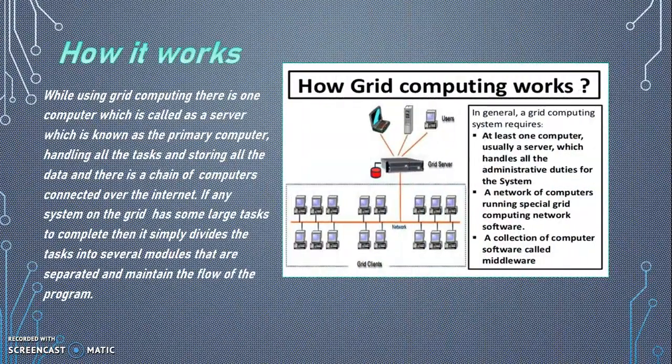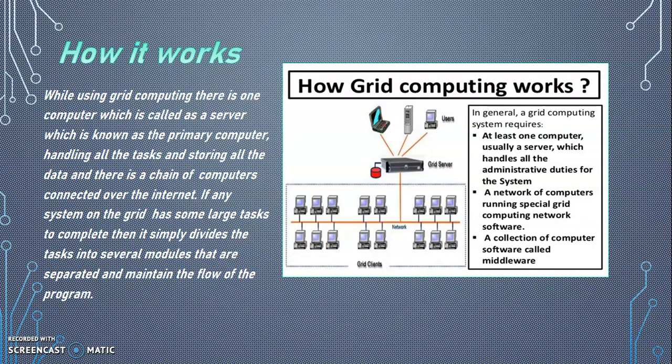Let us see how grid computing works. While using grid computing, there is one computer which is called a server. Here you can see this is a server, which is known as the primary computer, handling all the tasks and storing all the data, and there is a chain of computers connected over the internet. This is a chain of data connected over the network.